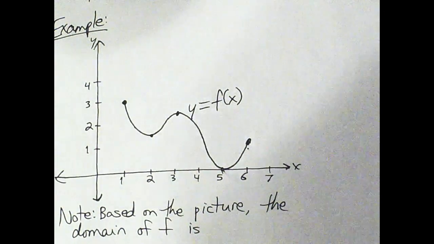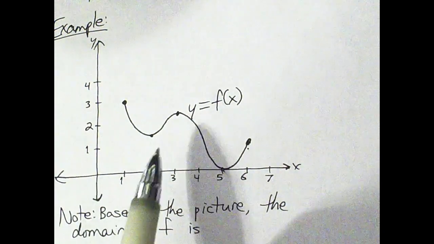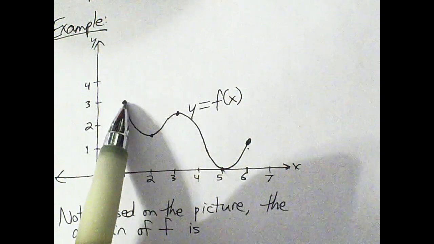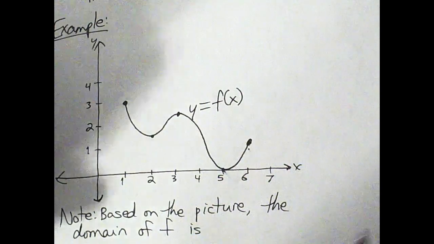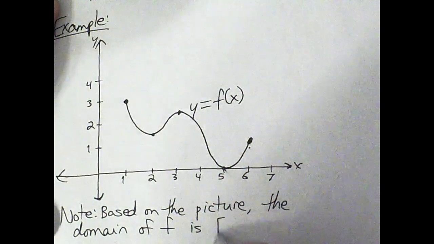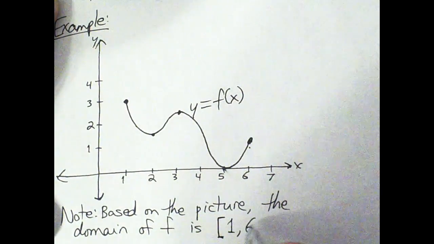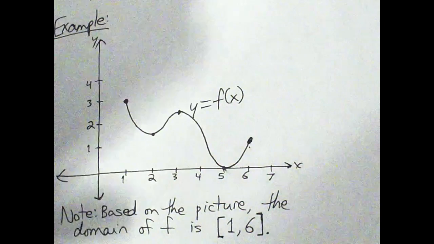The domain is supposed to be all the x values that we can use, and this curve does not have an arrow to the left or an arrow to the right. It does not keep going. It looks like the furthest to the left that it goes is an x value of 1, and there's a dot there. And then the furthest to the right it goes is an x value of 6, and there's a dot there. So based on this, we could say the domain is square bracket 1 to 6 square bracket. It's a closed interval, meaning square brackets on both sides.